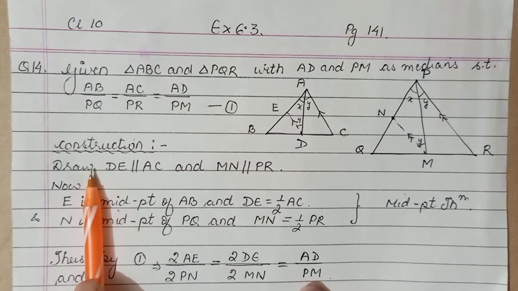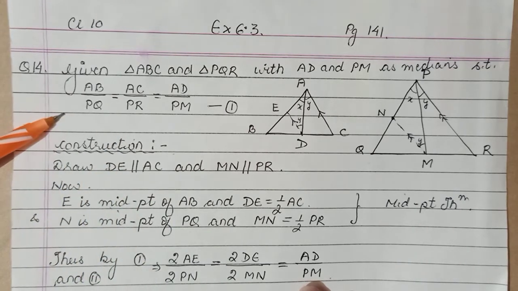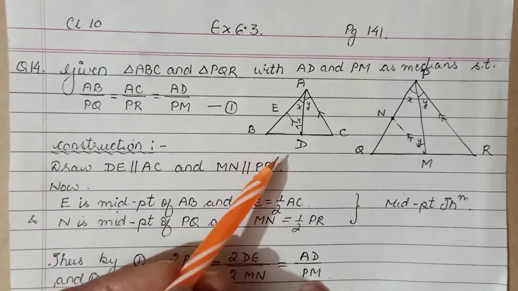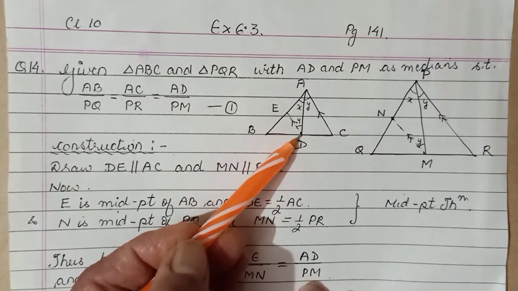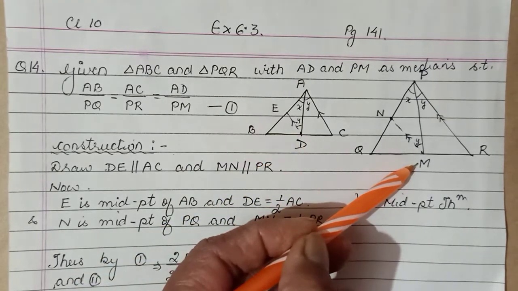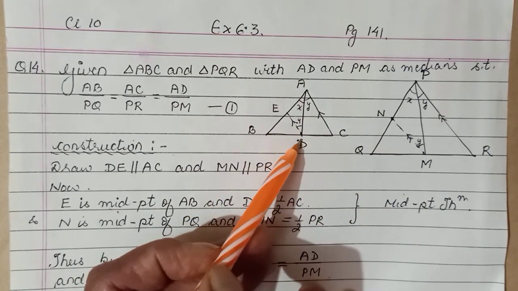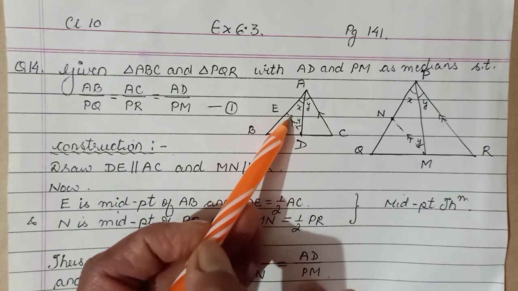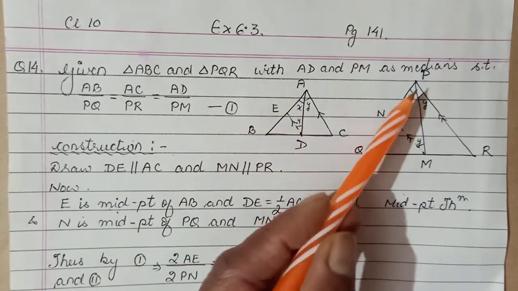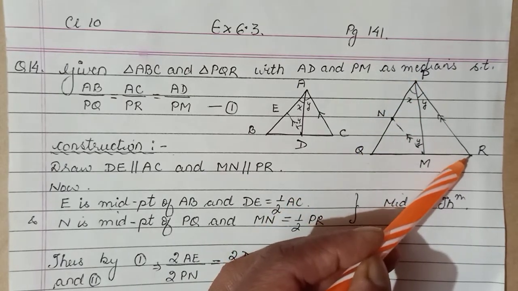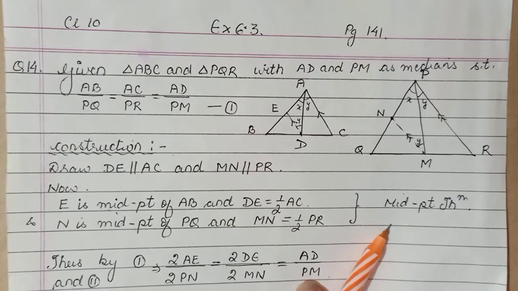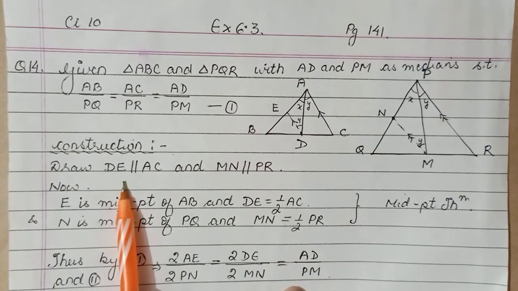I've done a construction here. You'll write this as given, you'll make this figure, and then the construction is: I have drawn a line through this midpoint D. AD is a median, so D and M are midpoints. We discussed that earlier in question number 12 as well. Through this midpoint D, we have drawn a line parallel to one of the sides, AC, and likewise MN parallel to PR. After that, we can apply the midpoint theorem we studied in class 9, so that becomes applicable.